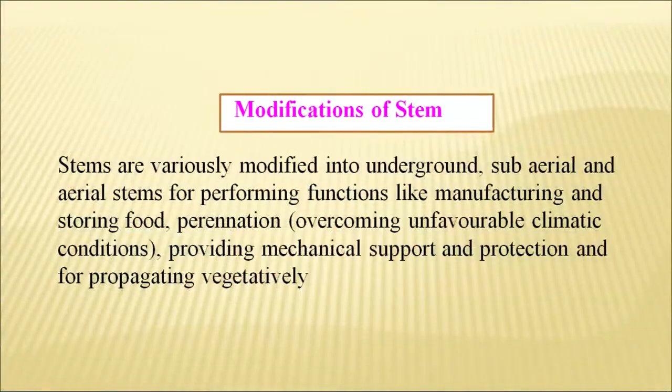Then now let us see some of the modifications of the stem. The stems are variously modified into underground, subaerial and aerial stems for performing functions like manufacturing and storing of food. What is the main function of the stem? Basically, the stem has to display the leaves in such a manner so that they gather sunlight sufficiently to perform the function of photosynthesis. And also perennation, storage of food. So, there are multiple functions that a stem performs.